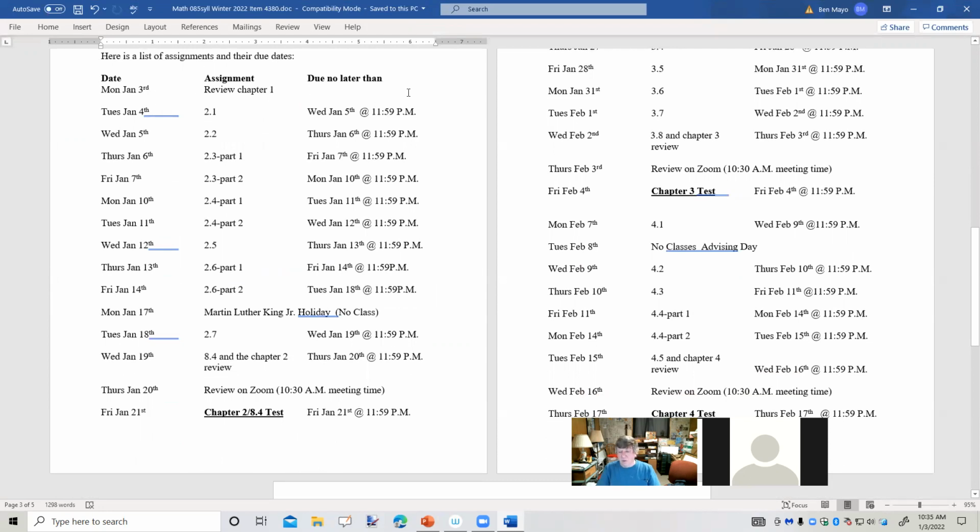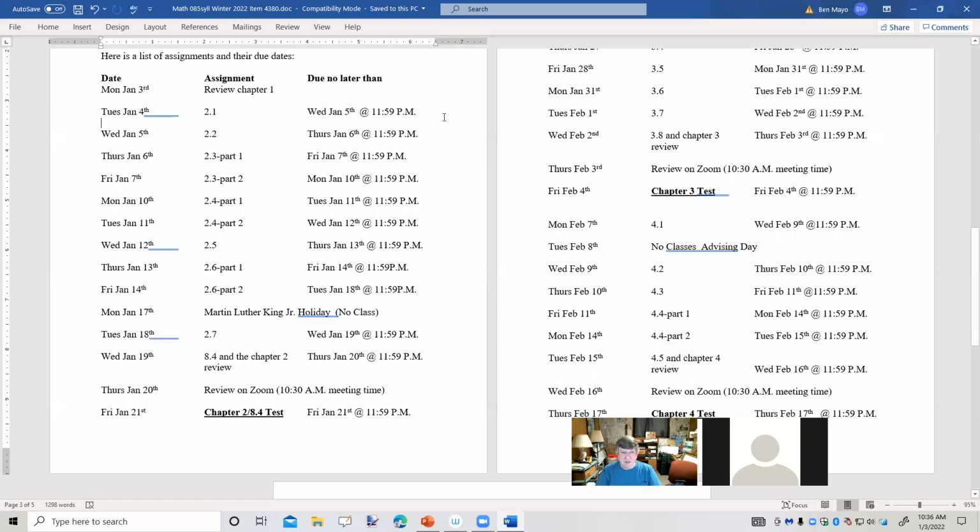Tonight, there is no actual assignment other than if you haven't already created an account in Webassign, please do so, because tomorrow we'll have an assignment in section 2.1 and it's due Wednesday night by 11:59 p.m. And notice it says due no later than. One of the traps that students get into early on is they think, well, it's not due until Wednesday, so I'll start working on it Wednesday afternoon.